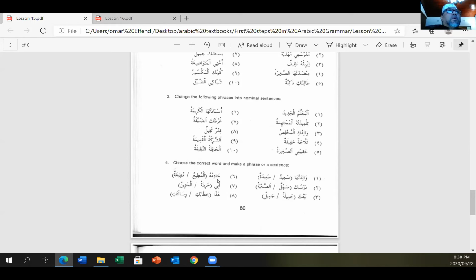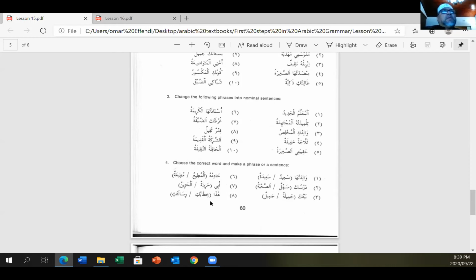Khadimuhul muti'u, because muti'u is a masculine word and muti'atun is feminine. And obviously this is not a sentence now. This is a phrase, because both of these are definite. Next one, Abi khazinatun or al-khazinu? Al-khazinu. Abil khazinu. Why? Because father, Abi, is masculine, and khazinu is also masculine.